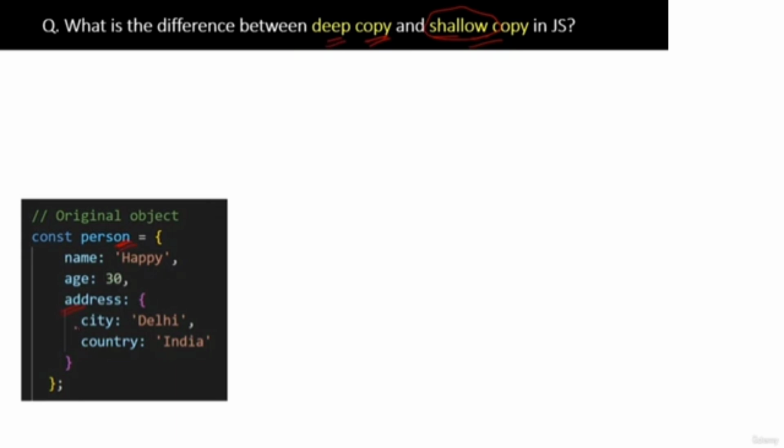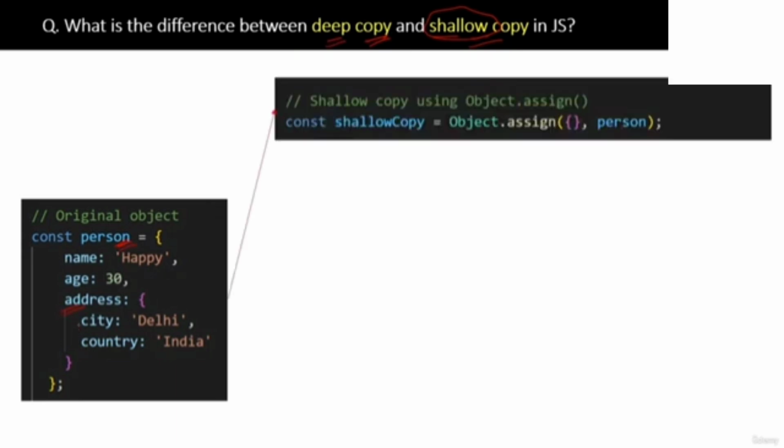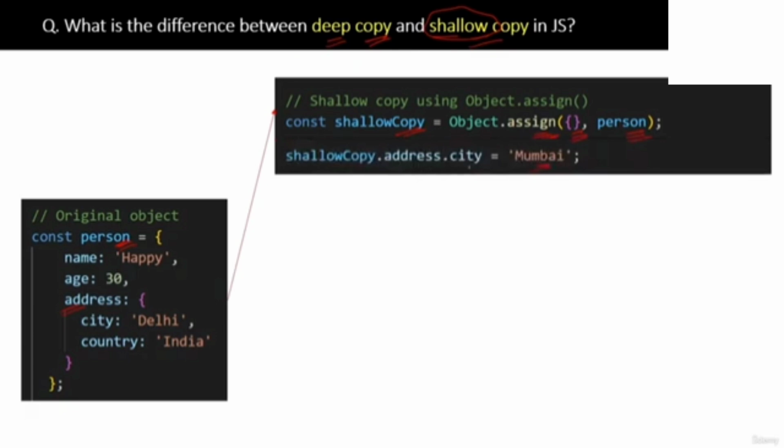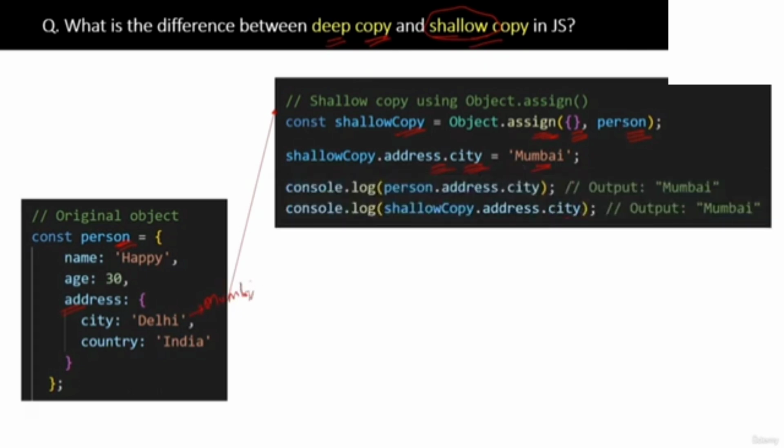Now first, we will make a shallow copy of the object using the Object.assign method. Here, this is the target and the person object is the source. And finally, the cloned object will be assigned to the shallowCopy variable, right? Now, let's assign a new city, suppose Mumbai, to the address object of the shallow copy object. Now, the city is Mumbai. When you print or log the city of the cloned object shallowCopy, that will be Mumbai, and that is fine and expected.